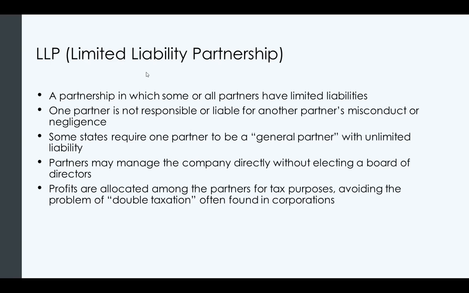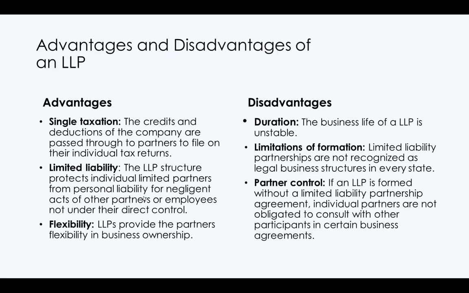Partners may manage the company directly without electing a board of directors, and profits are allocated among the partners for tax purposes, avoiding the problem of double taxation. So they're not paying a separate set of taxes. The owners and the business are one and the same. So some advantages: they're only paying that one set of taxes.